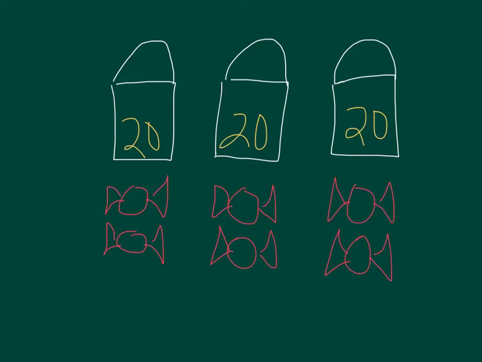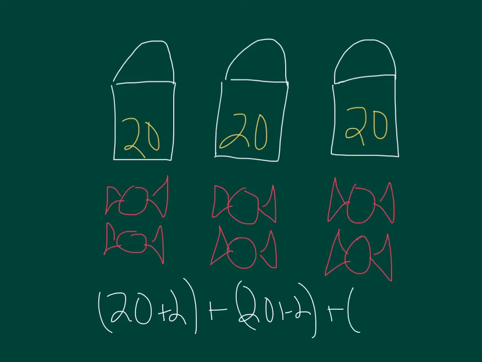If I were to say to you, how much total candy is there amongst all 3 of you? Well, you could do 20 plus 2 and 20 plus 2 and 20 plus 2, right?